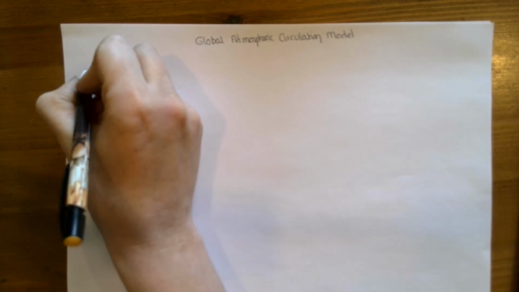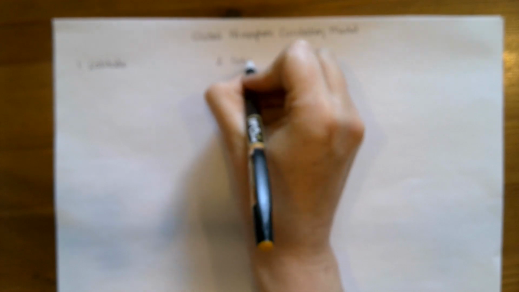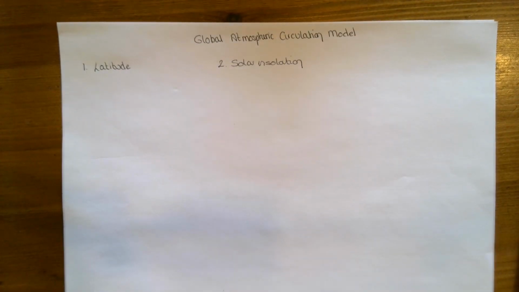And to do this today, we need to break it down into 3 sections. For the first one, we're going to look at latitude. You'll have heard this all the way through your geography lessons from Year 7 up into Year 10, but you might not know specifically what it is, so we need to know that first of all. The second element is something called solar insolation. This is the radiation from the sun that the Earth receives. And then the third part is air pressure.